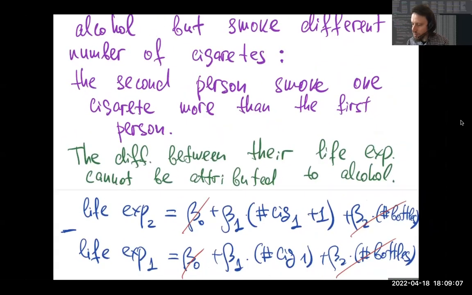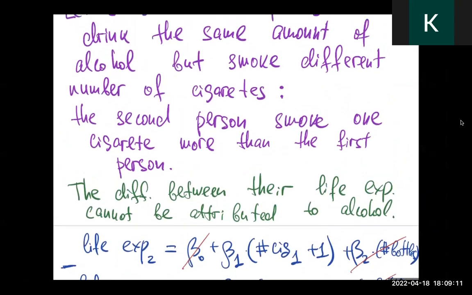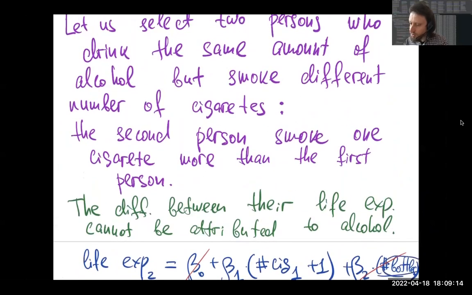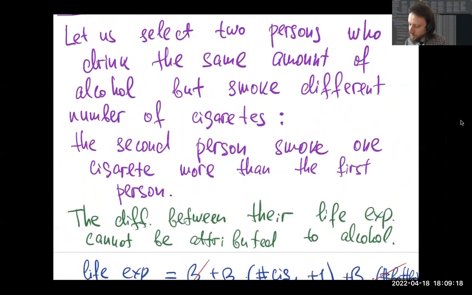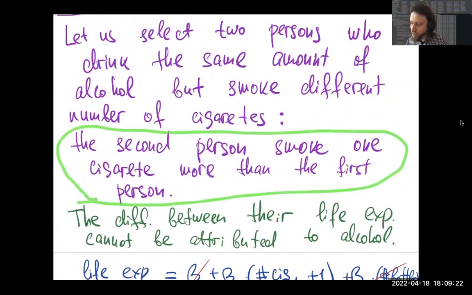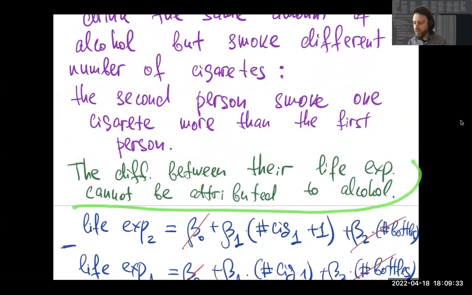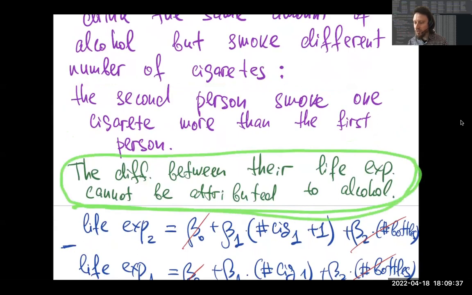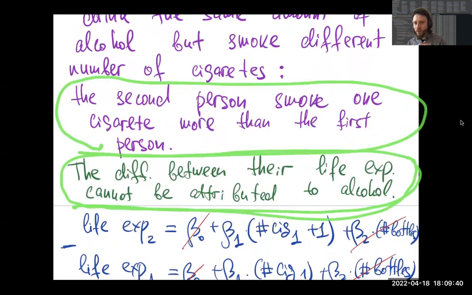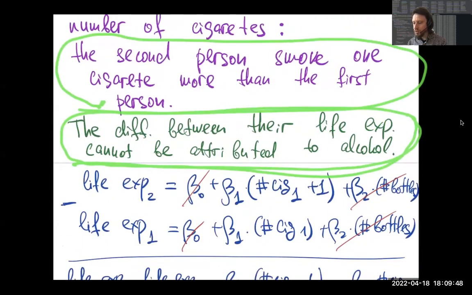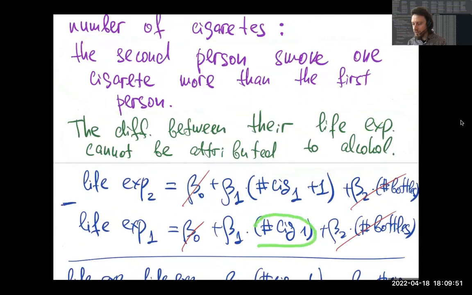Because I asked for two persons who have the same alcohol consumption but different smoking consumption, and the second person smokes one cigarette more than the first person. So I want to estimate the effect of one cigarette. And this effect of one cigarette is exactly the difference between life expectancy of these two persons who have the same alcohol consumption and differ only in their cigarette consumption. So if the first person smokes some number of cigarettes, the second person smokes just this number plus one.